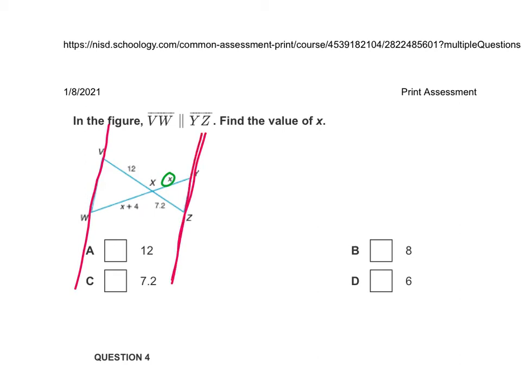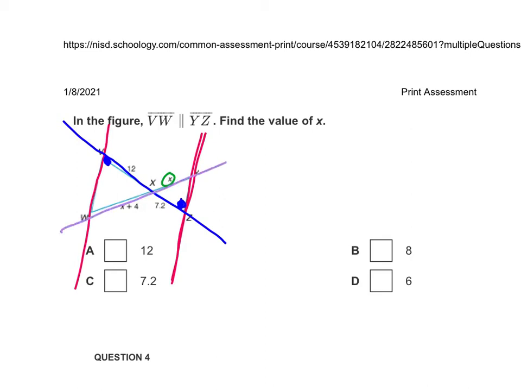If you're not sure how to set up a proportion, you can always think back to your parallel line transversal properties, those angles. If we create a transversal here, we know that when two parallel lines are cut by a transversal, these alternate interior angles are congruent. So this blue angle here and this blue angle here are both congruent.